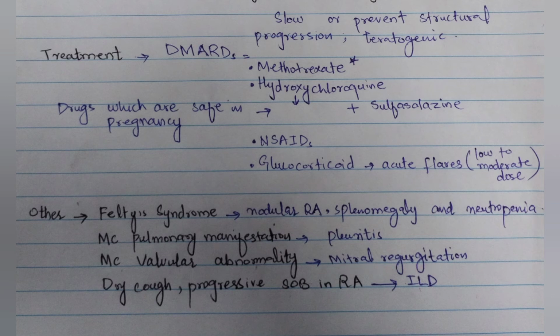If a patient has shortness of breath, and rheumatoid arthritis is an autoimmune disease as we discussed before, and this shortness of breath becomes progressive and the patient has a dry cough, then our diagnosis is interstitial lung disease. What is interstitial lung disease? Interstitial lung disease is a restrictive lung disease in which the patient has lung fibrosis and scarring of the lung, which causes stiffness in the lung and the patient feels difficulty in breathing.